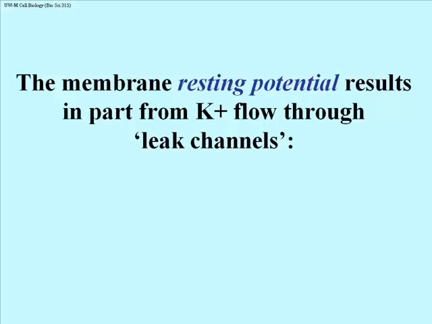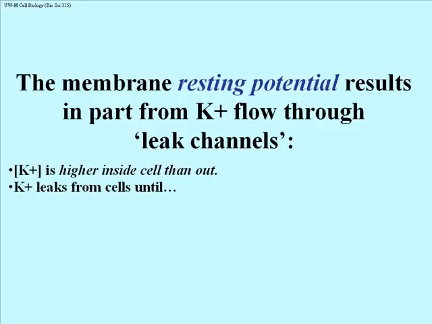Okay. I said that the resting potential itself results in part from potassium flow through leak channels that are always open and allow potassium just to flow out of the cell. So I said that potassium is at higher concentration in the cell than out. Wouldn't you expect that the potassium would simply flow out of the cell until the concentration of potassium in and out of the cell is equal? In other words, until equilibrium is reached. That doesn't happen. So yes, potassium is higher inside the cell than out, and potassium does leak through these leak channels, but they only do so until an electrochemical gradient prevents further potassium leakage.